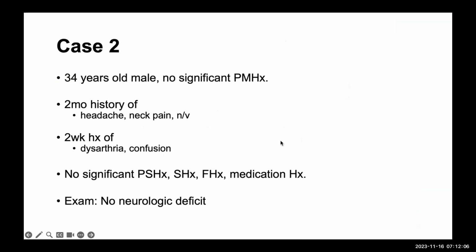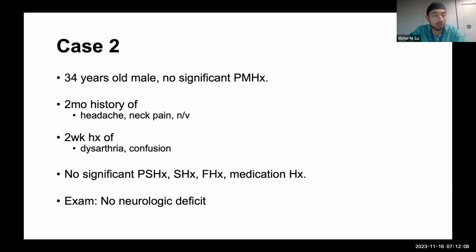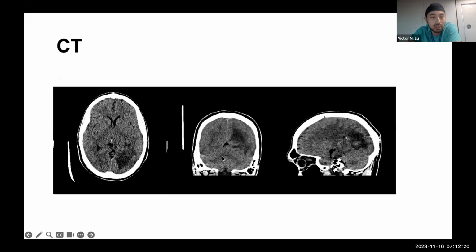Let's go ahead. 34-year-old male. He has some non-specific symptoms of 2 months: headache, neck pain, nausea, vomiting. He has also had some more recent history of dysarthria, confusion, with nothing else really remarkable at that point. The astute ER calls a CT scan.